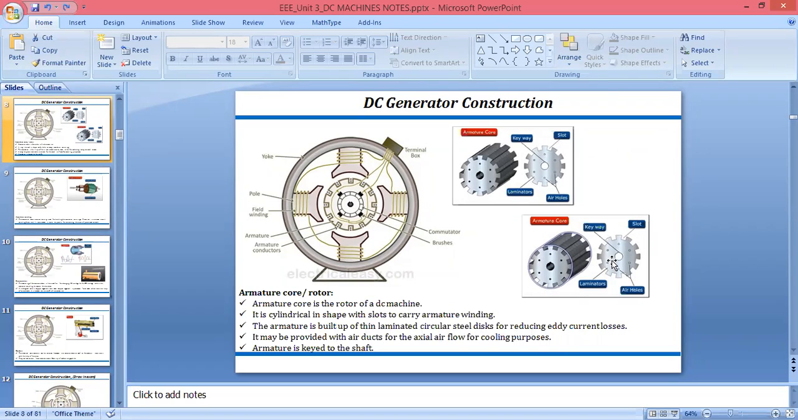The core is divided into packets to facilitate ventilation. We are taking here air dots, so air will come and our whole circuit of the DC generator will become cool.